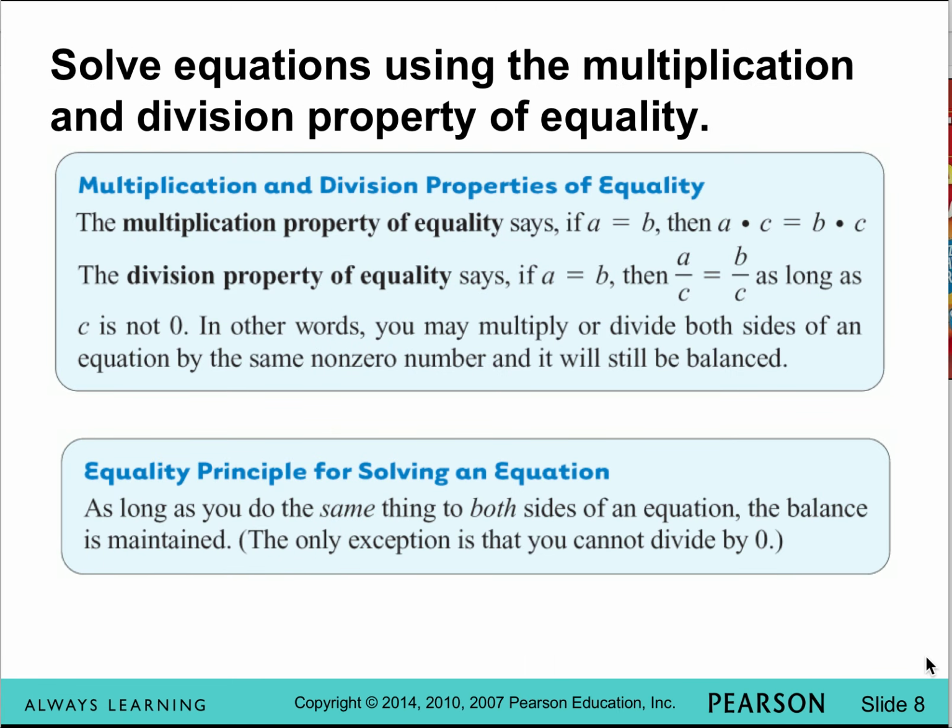Okay, this is just talking about the multiplication and division properties of equality, but we really already, I just threw that in when we were talking about the adding and subtracting. I could also multiply by both sides or divide as long as you do the same thing to both sides of the equation. Just remember, you cannot divide by 0. Okay?